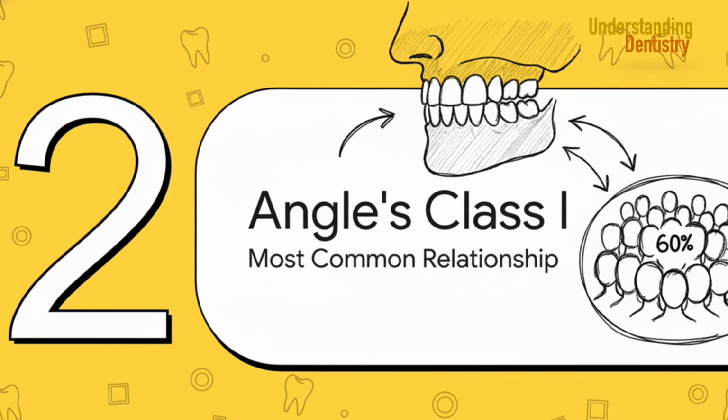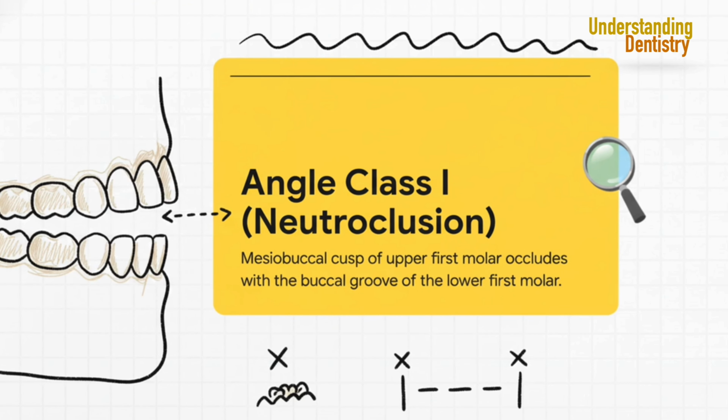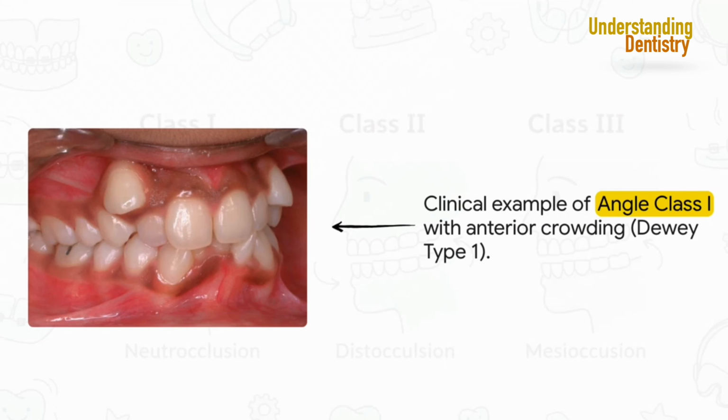All right, let's jump into section 2 and our first classification, Angle's Class 1 malocclusion. This is the one you're going to see most often in the chair, making up about 60% of all malocclusion cases. So what's the key diagnostic landmark? It's really specific. You're looking for the mesial-buccal cusp of the maxillary first molar to occlude right with the buccal groove of the mandibular first molar. It's important to remember, though, that even with this correct molar relationship, you can still have other issues going on, like crowding or spacing.